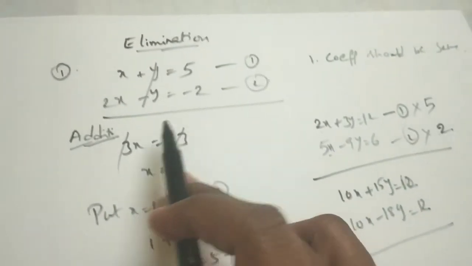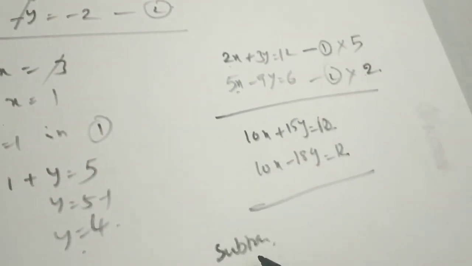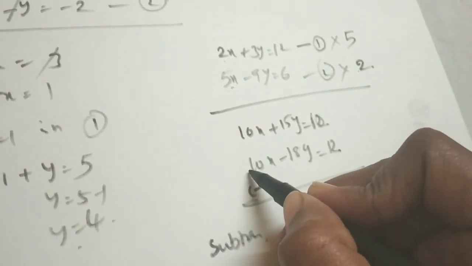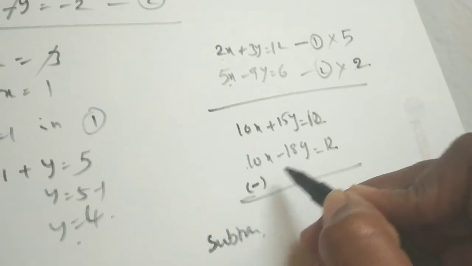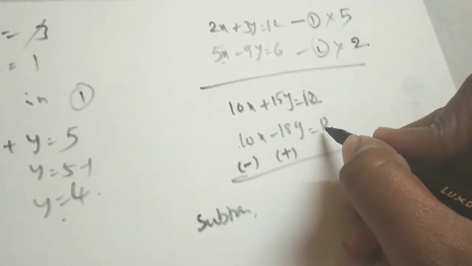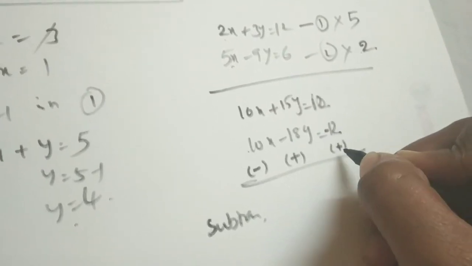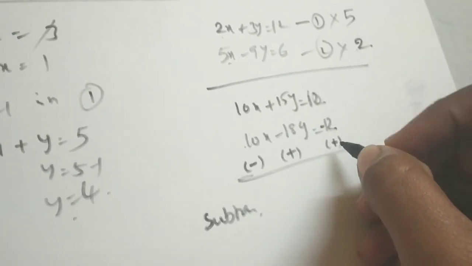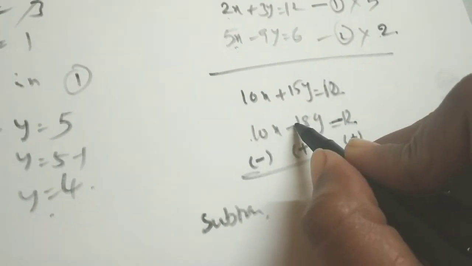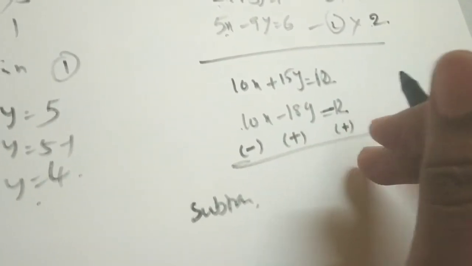In the first case I took addition, so signs are not changed. Here I am going to take subtraction, so signs should be changed. Here plus 10 is there, so minus will be taken. Here minus is there, so plus you should take. Here plus is there, minus 2, so minus is there, so here plus you should take. That means plus becomes minus, and minus becomes plus. The changing of signs is important here.